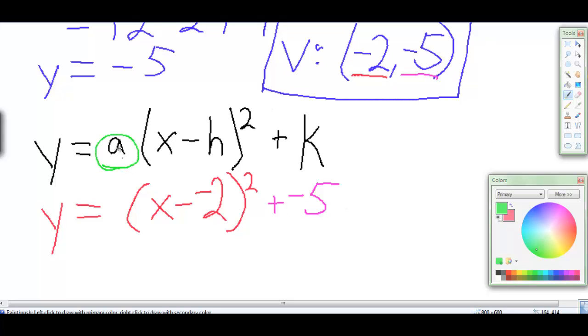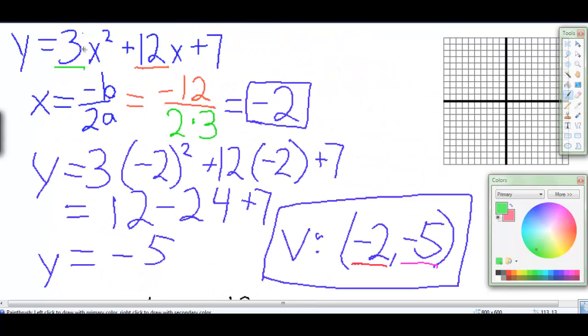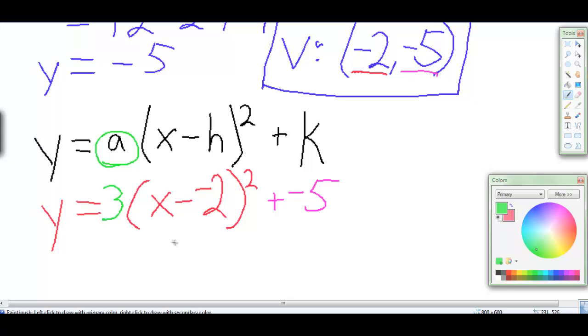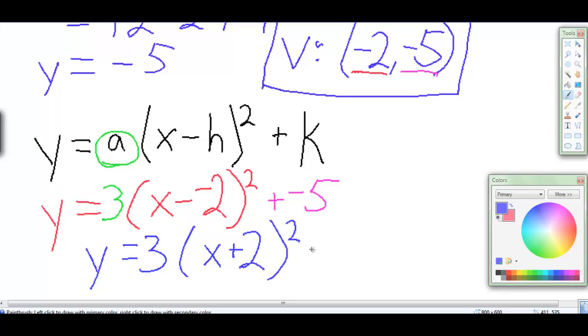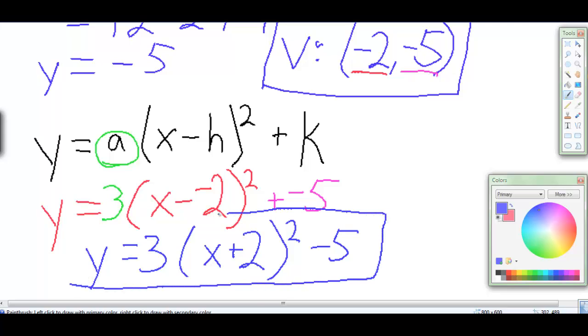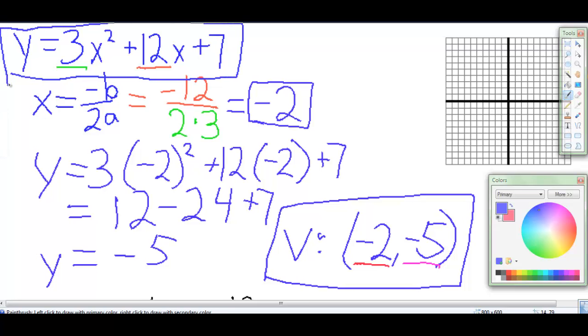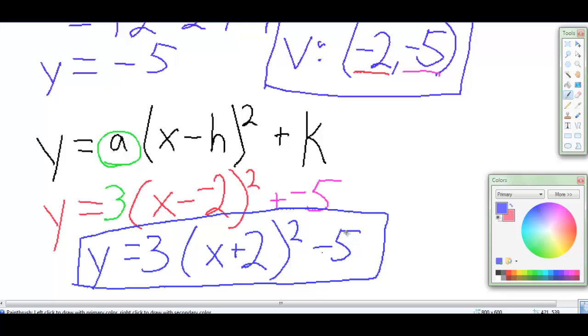Well, that a is simply the same a we had up here. A is 3. So, bringing it all together, we end up with a 3 there in front. So our vertex form then, if we just simplify this out a little bit, y equals 3 times x plus 2 squared minus 5. And so this is vertex form. And we had our standard form here, and we've converted that now into vertex form.